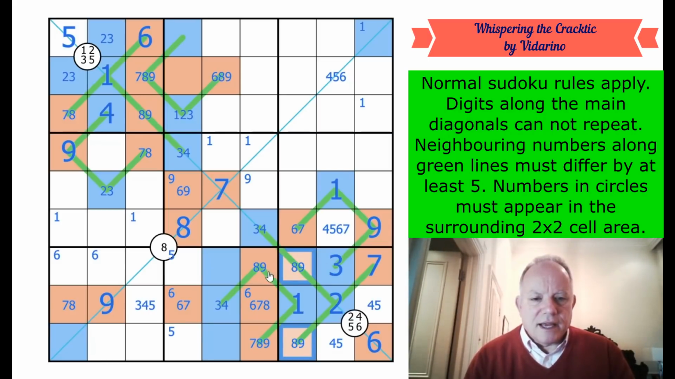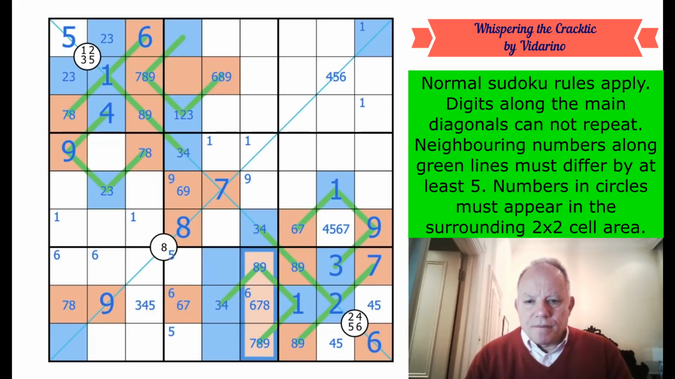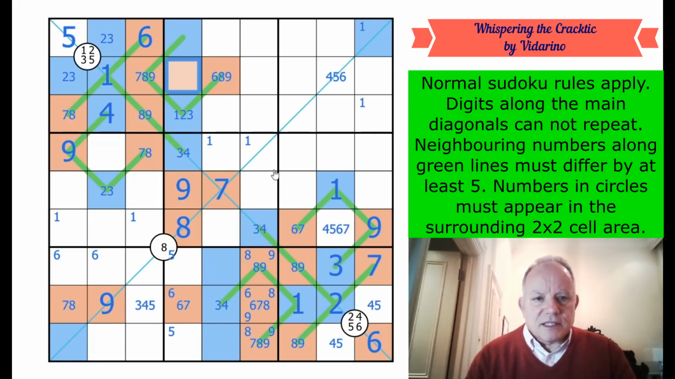That's an 8-9 pair. That is 8 or 9. If that's 4, that has to be 9. 8 and 9 are definitely in this group. And that's not 9, therefore. Okay, so we get the 9 in the central box. So that's 6 or 7. Doesn't really seem to be helping.